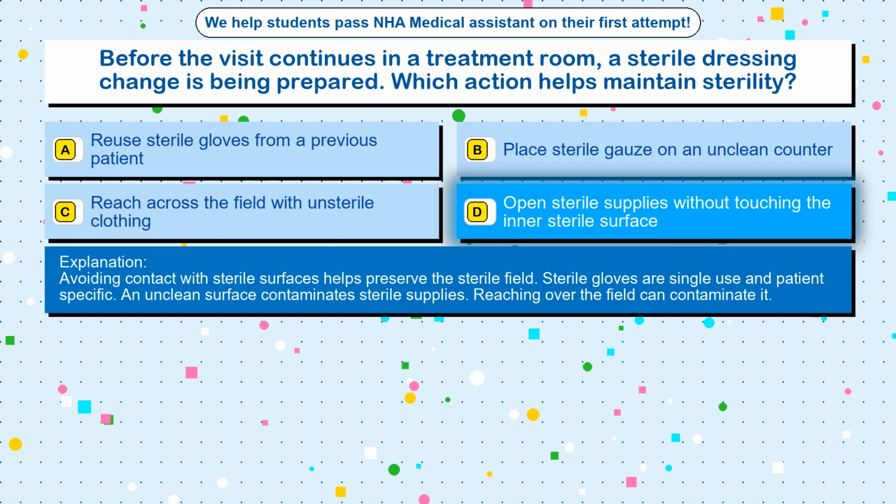Avoiding contact with sterile surfaces helps preserve the sterile field. Sterile gloves are single-use and patient-specific. An unclean surface contaminates sterile supplies. Reaching over the field can contaminate it.